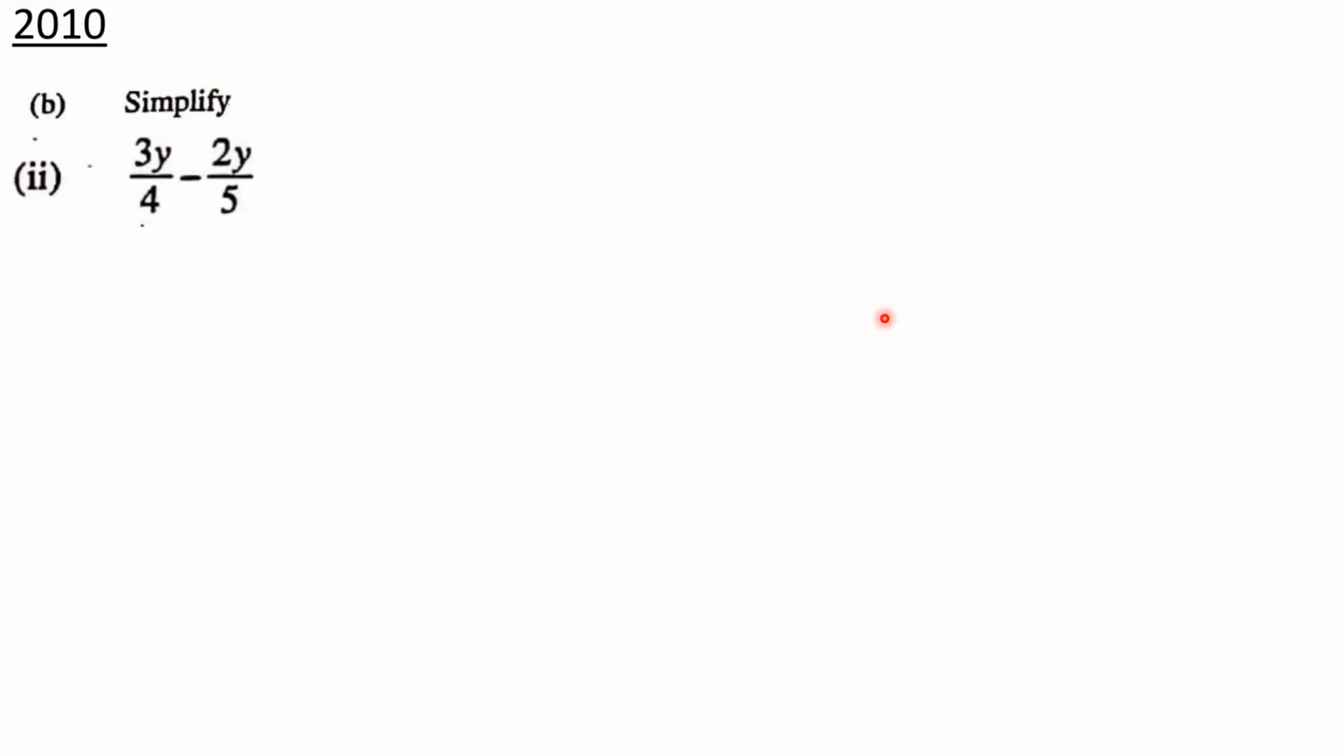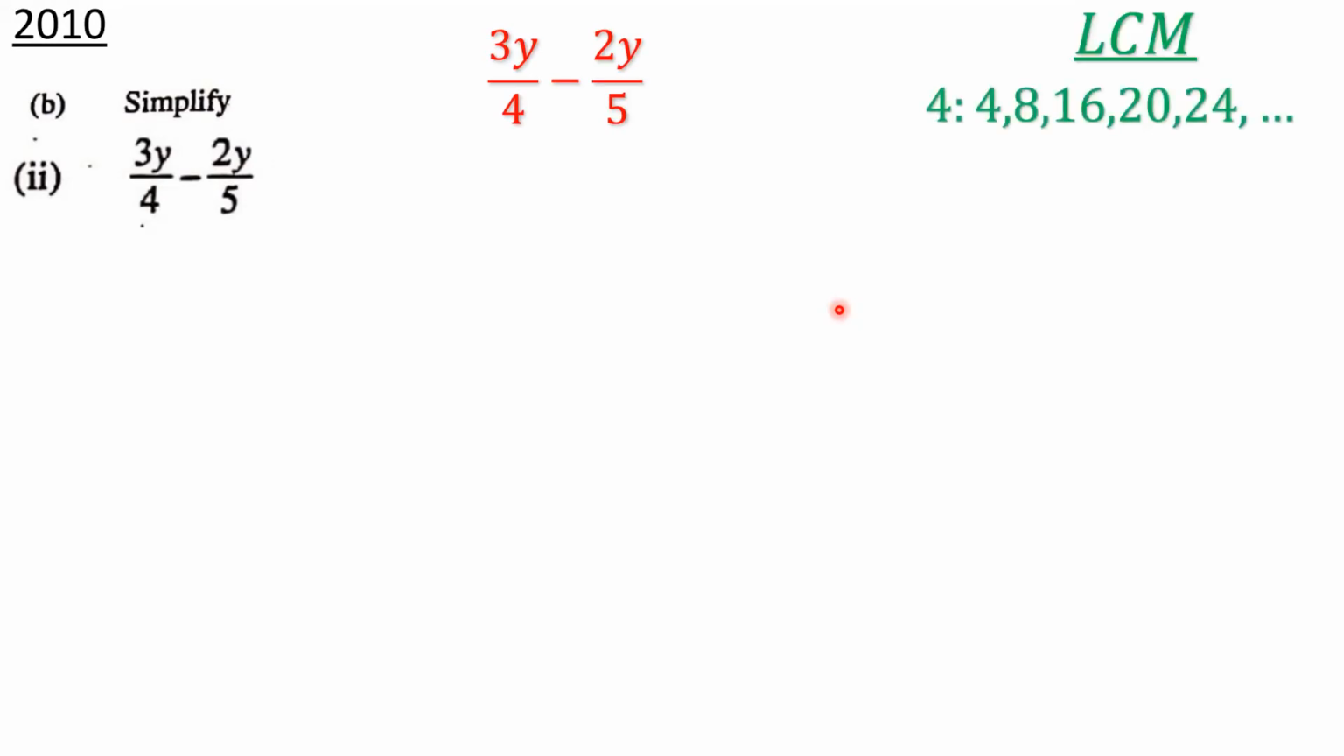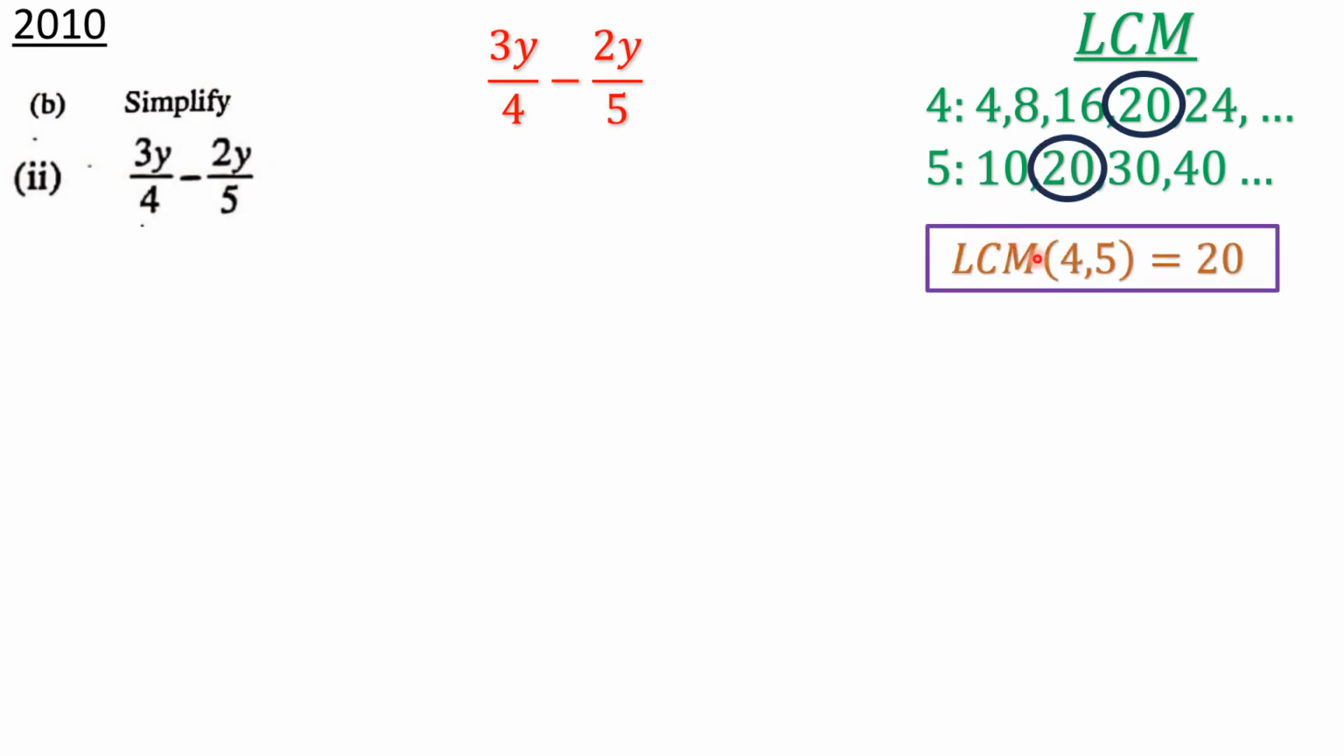We have this one, 3y over 4 minus 2y over 5. The first thing we're going to do is find the lowest common multiple of 4 and 5. So we begin by listing the multiples of 4 and 5. And the lowest common multiple is definitely going to be 20. And so we're going to say, okay, what times 4 is going to give me 20? Well, 4 times 5 is going to give me 20.